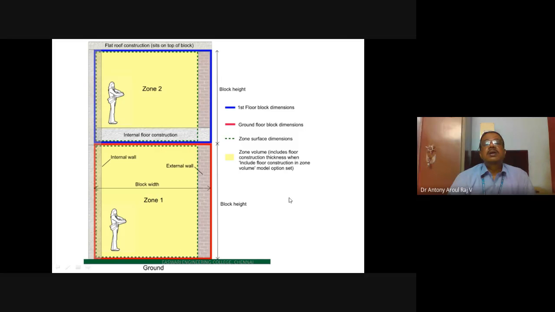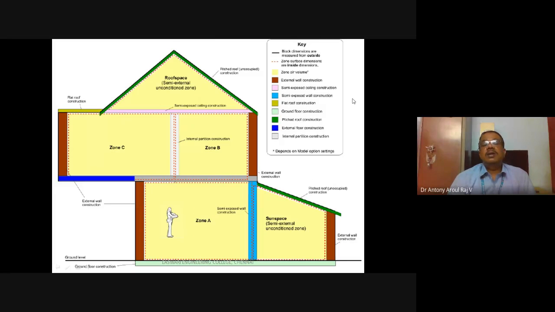Similarly, as I told, there are different types of constructions. So what are the different types of constructions? The block dimensions you can give. All the thick lines we have are block dimensions. Zone surfaces: if you call it zone A, zone B, that is room A, room B. Up to this only you should call it a zone. So that is a standard. Then only everyone will understand in the same pattern. Similarly, the zone air volume: whatever is shown in yellow color is the zone air volume.